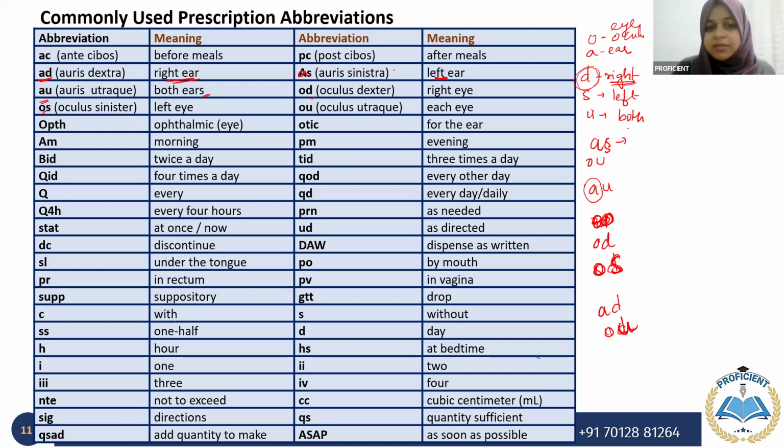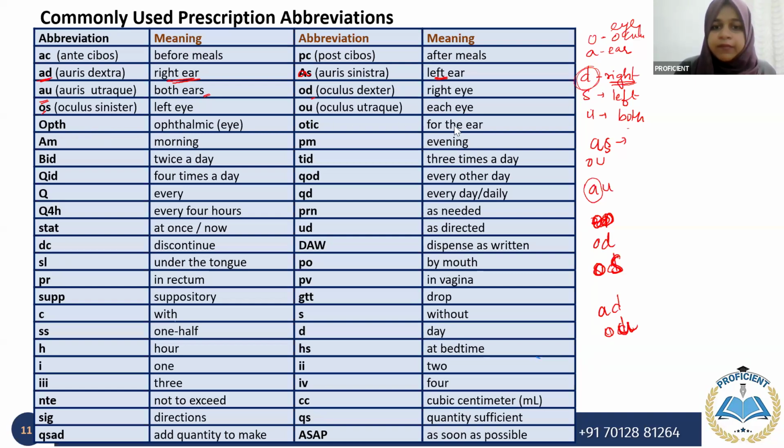Why am I stressing on this? The question has come from this area only. You may get confused here. Confusion is more here. That's my question. They are also asked from this area only, right? So OU is what? O is oculus, U is both, so both eyes. Clear? Okay, right.